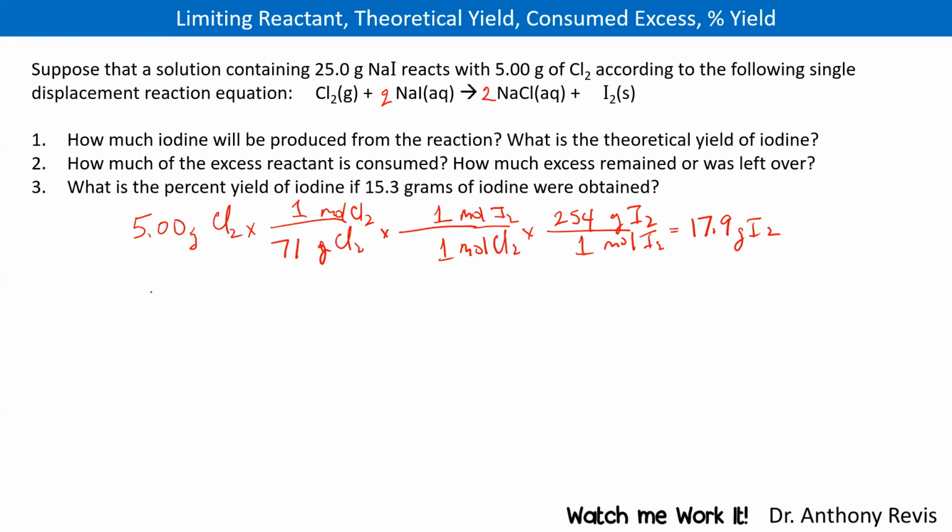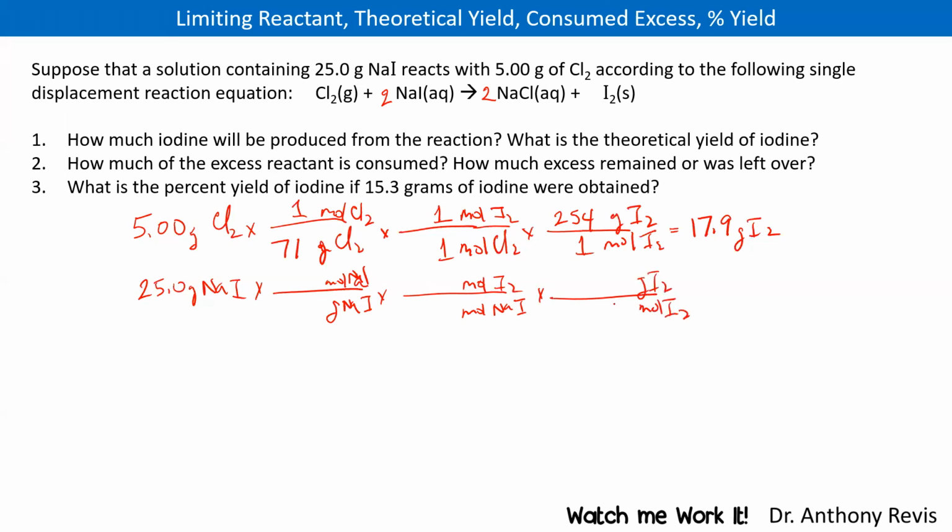Next, I'll carry out dimensional analysis with the other reactant. That's 25.0 grams sodium iodide. It doesn't matter which one you start with. I just have a habit of starting with the first one in the equation. So we go grams sodium iodide to moles sodium iodide, and we're going to do an interconversion here, moles of I2, and then grams of I2. This is 1 mole per every 254 grams of I2.